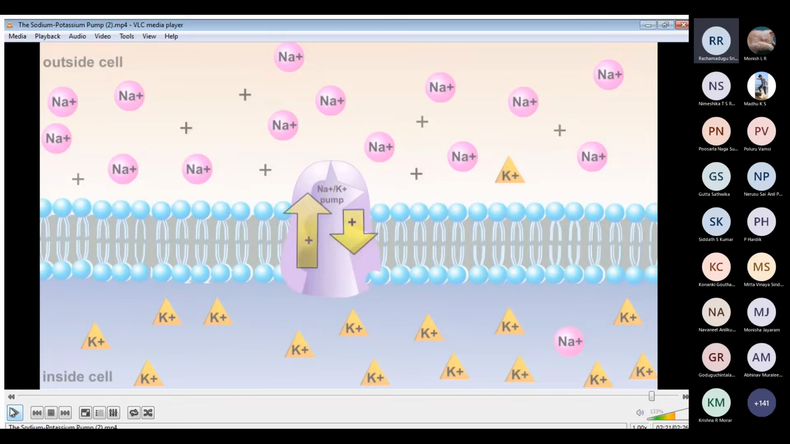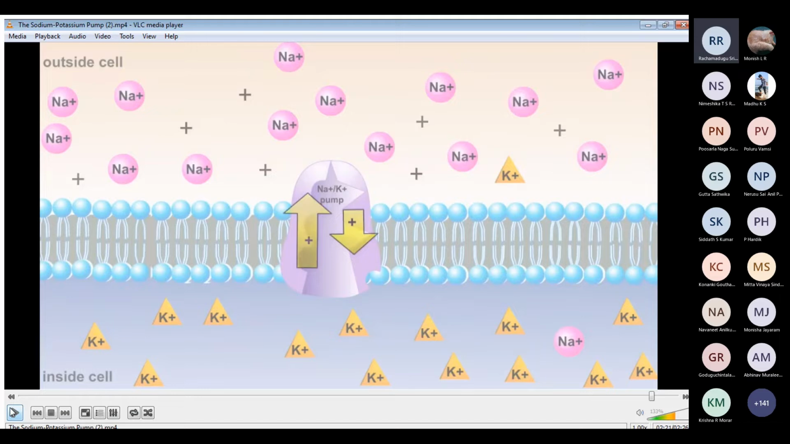Yeah, ma'am. So see, suppose they ask you to differentiate between facilitated diffusion and active transport, how will you justify? Anyone? Facilitated diffusion and active transport. Ma'am, isn't it just the energy? For active transport, you need energy, and for facilitated diffusion, you don't need energy. It just happens due to the difference in concentration.